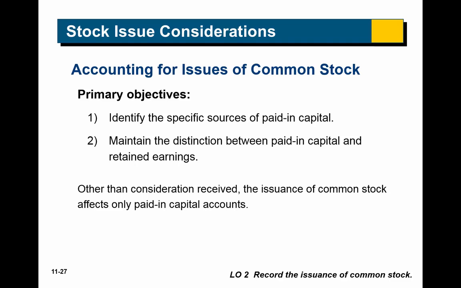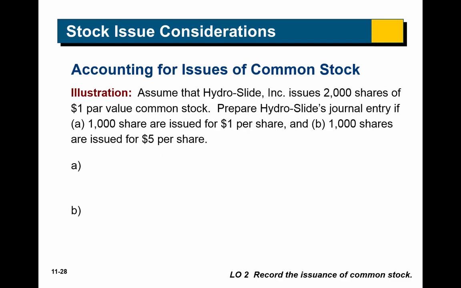All right, so as an accountant, and we have to deal with these stocks, the primary things that are important to us is remembering that we need to identify where the paid in capital comes from, and we have to make sure that it's very clear in our books the difference between paid in capital and retained earnings. If we can keep track of that, then we're doing good. All right, so here's an example.